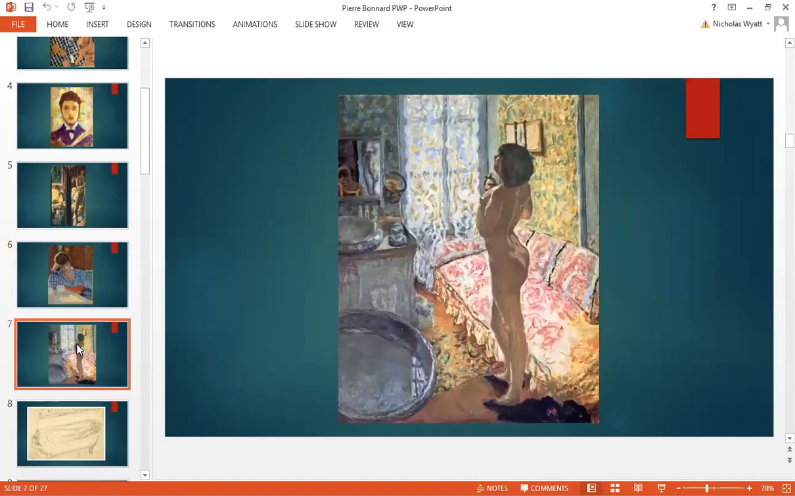Let's move on. So here's another one of Marthe, possibly still painted whilst they were in Paris. It looks like a Parisian apartment interior.